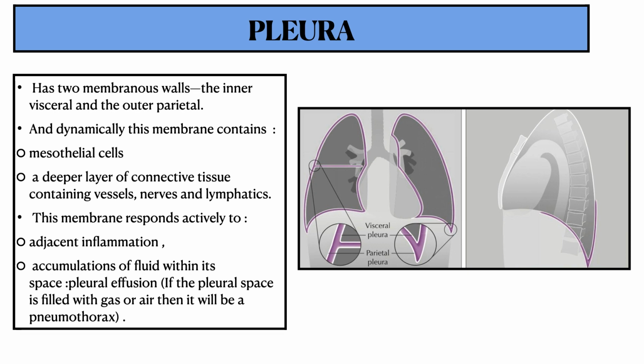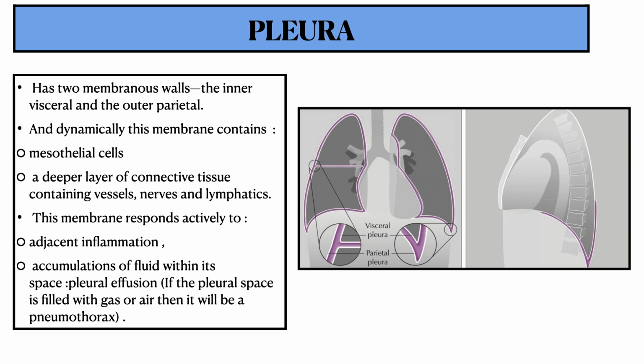Today's topic is pleural abnormalities. Firstly, I will quickly introduce the anatomy of the pleura, but before that I want to say that the pleural cavity is not visible on a normal chest X-ray, but only when it has some abnormalities.